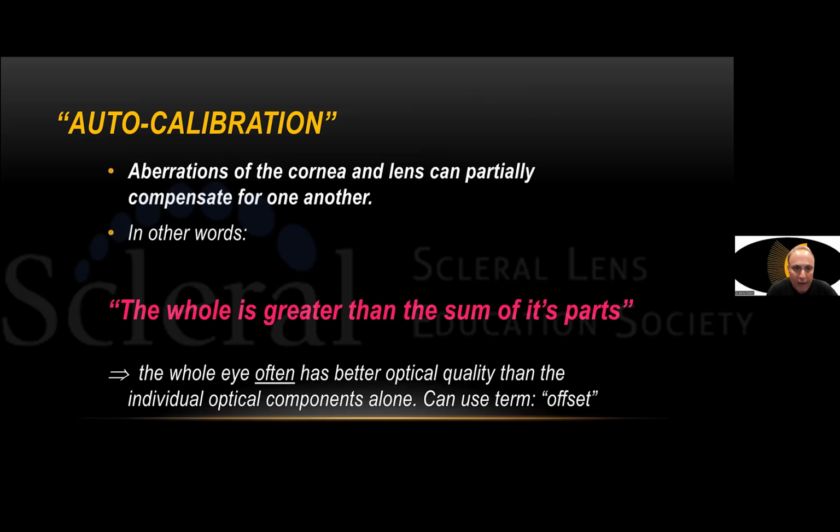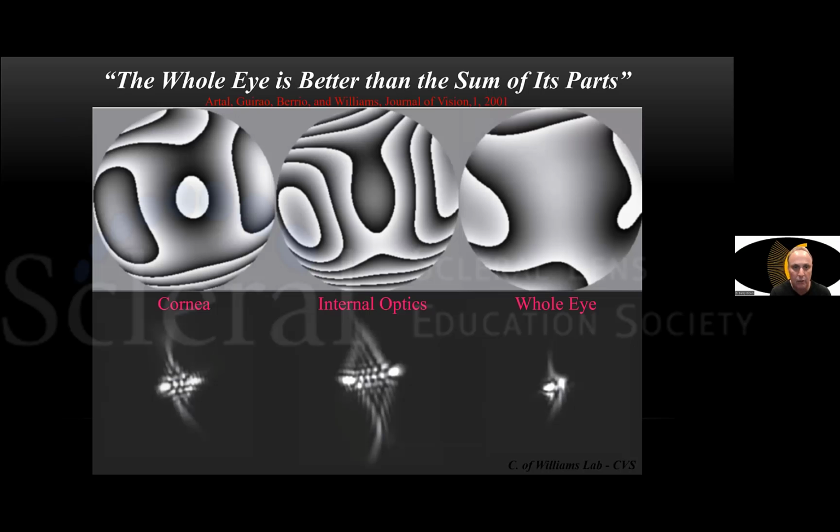Let's talk about the concept of auto calibration. This is important, and it'll become even more evident later on as we speak. And that is that the whole is often less than the sum of its parts, meaning that sometimes the high order aberrations of the cornea and of the lens individually are greater than the total high order aberrations. In essence, one offsets the other. And we see this quite often clinically, and that has a very significant impact on how we manage these patients with contact lenses. And we'll see that in just a little bit.